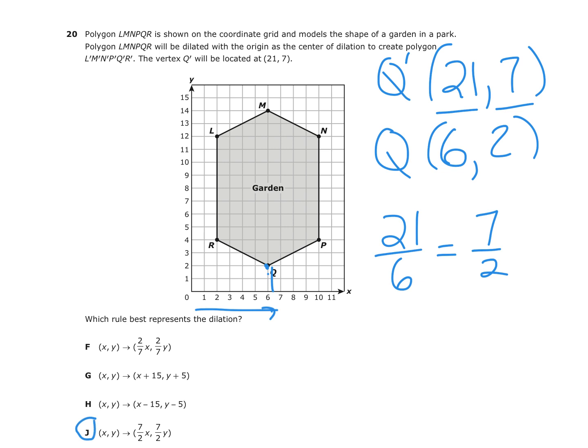It's answer J. We have to multiply by 7 over 2 to go from Q to this. So you multiply this 2 times 7 over 2 to get that, and you multiply 6 times 7 over 2 to get that. And that's going to give you all the coordinates in that ratio, 7 to 2.